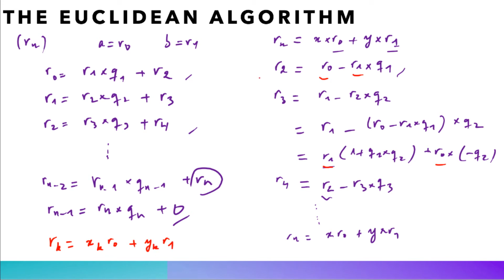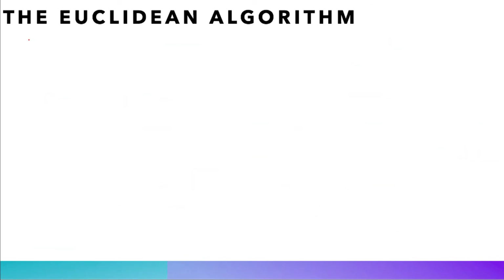Now all we have to notice is that the procedure that gets us from R2 to R3 is the same one that gets us from R3 to R4, etc., which suggests that there must be a recursive relation that gets us from xk to xk plus 1 and from yk to yk plus 1. And to do this, we will investigate how to get from Rk to Rk plus 1, which is equal to xk plus 1 R0 plus yk plus 1 times R1. Let me write things down again properly.